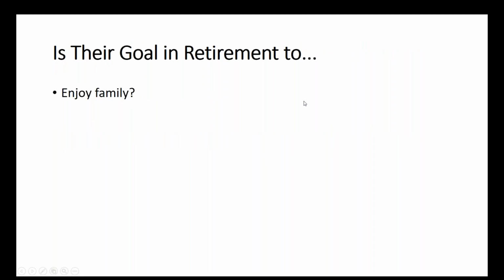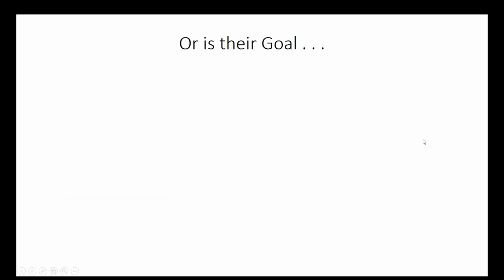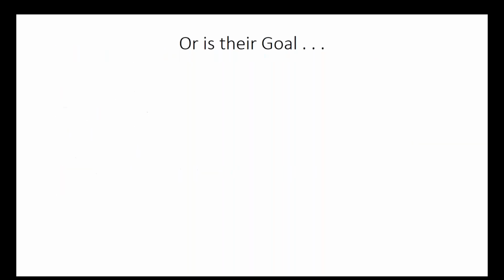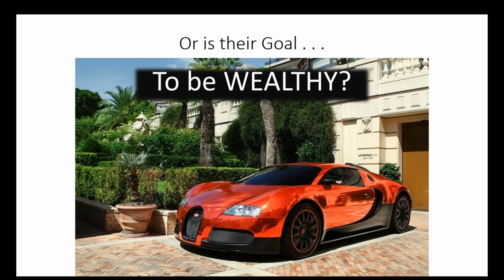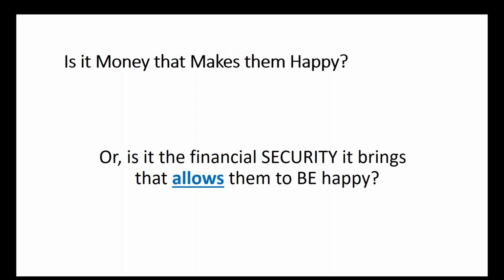So is your client's goal in retirement to enjoy family, enjoy traveling, enjoy friends, explore their faith, and leave a positive mark on earth? Are these the things that they're after? Or are they after trying to become rich? Which one? This? Or this? Which one? Is it money that makes them happy? Or is it the financial security that allows them to be happy?